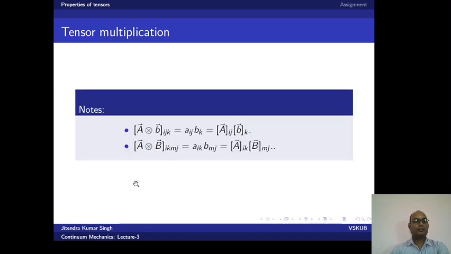Now we can denote this law as follows. The ijk component of the tensor product of tensor A and B is equal to Aij Bk, which is equal to the ij component of tensor A and the kth component of vector B. The ikmj component of the tensor product of two second order tensors A and B is equal to Aik Bmj, which is equal to the ik component of tensor A times the mj component of tensor B. So we can write these two laws in this form.